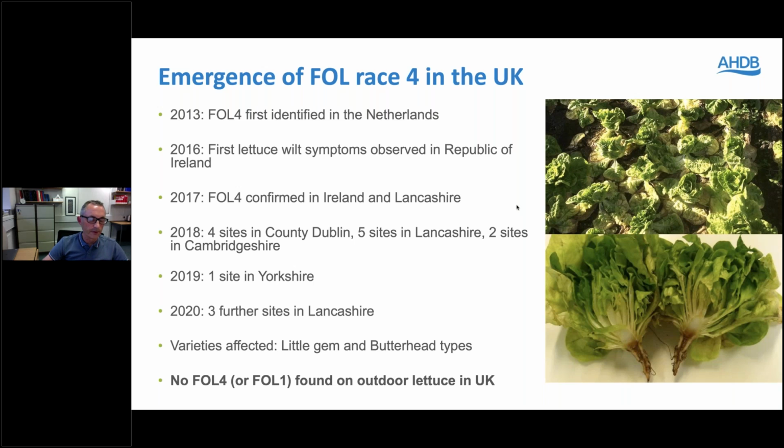Not surprisingly, the varieties affected are the little gem and butterhead types, which are extremely susceptible. So the race is on with the breeders to produce a resistant variety to race 4, to FOL4. Just to reiterate, at the moment at least, no race 4 or any Fusarium, in fact, has been found on outdoor lettuce in the UK. But of course, there is a potential there for problems to occur later on in the field.